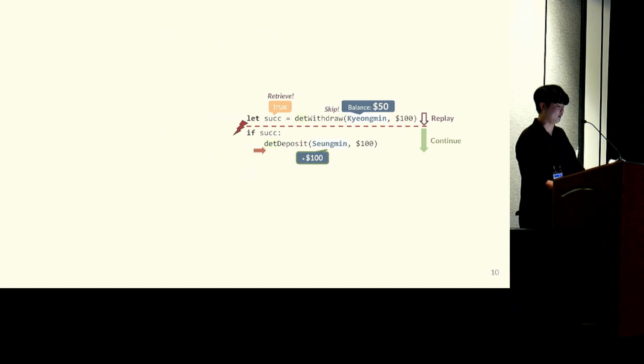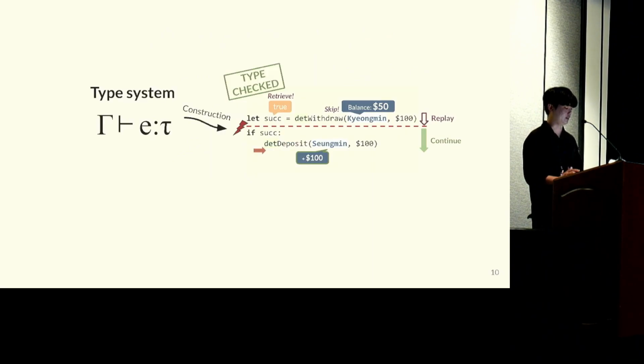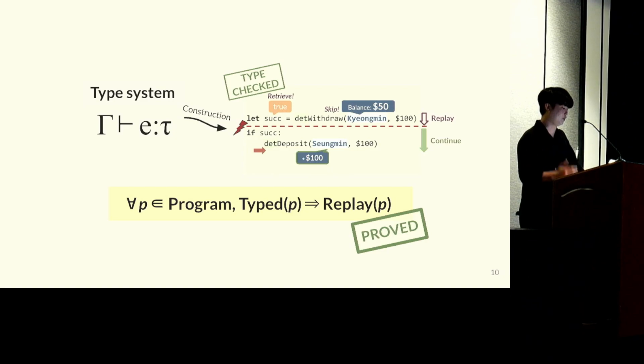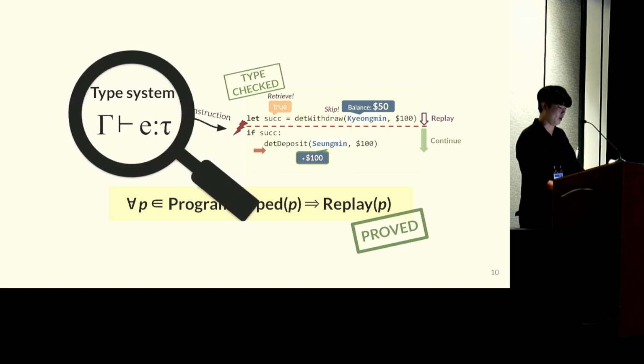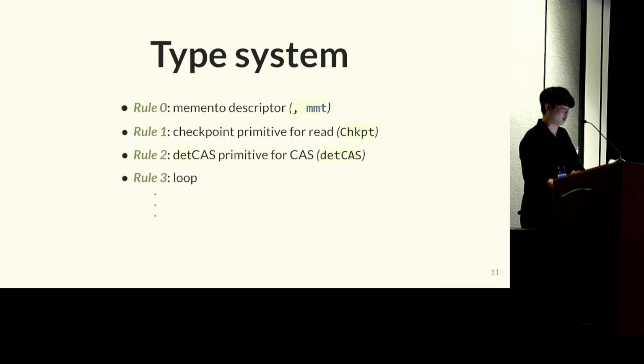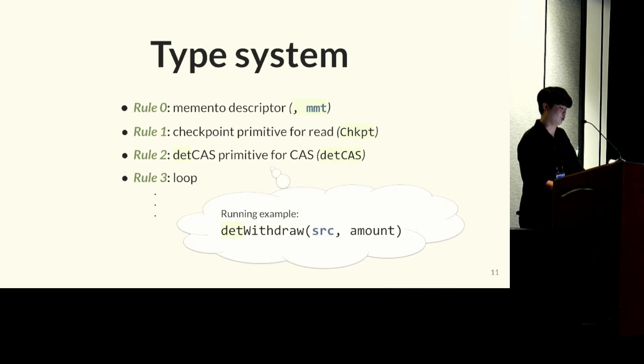Then how do we know if it's safe to replay the program? This is done by our type system. Our type system statically ensures successful deterministic replay, and we have proven this. Then, what makes our type system special? Let's take a look. In this talk, I'd like to introduce 4 core rules. I'll explain each rule using the withdrawal function as our learning example.